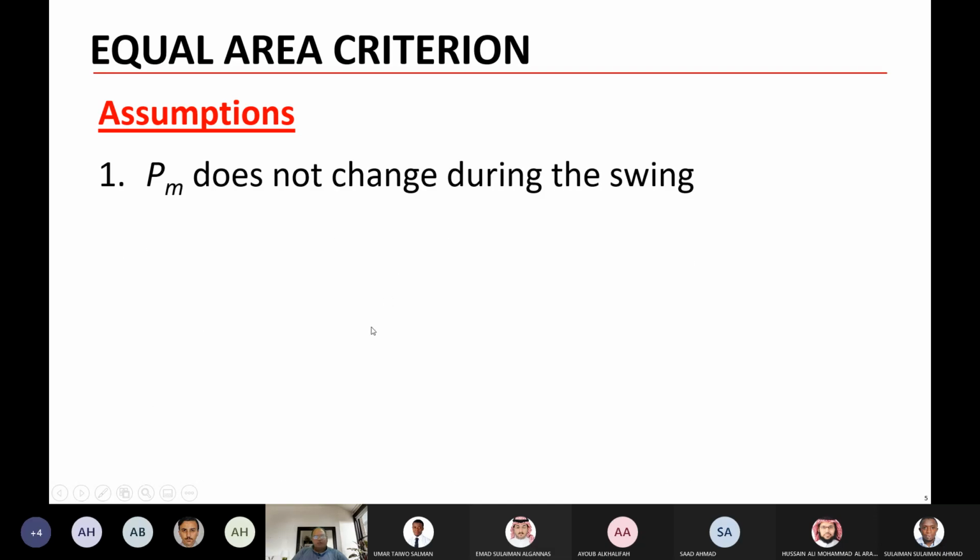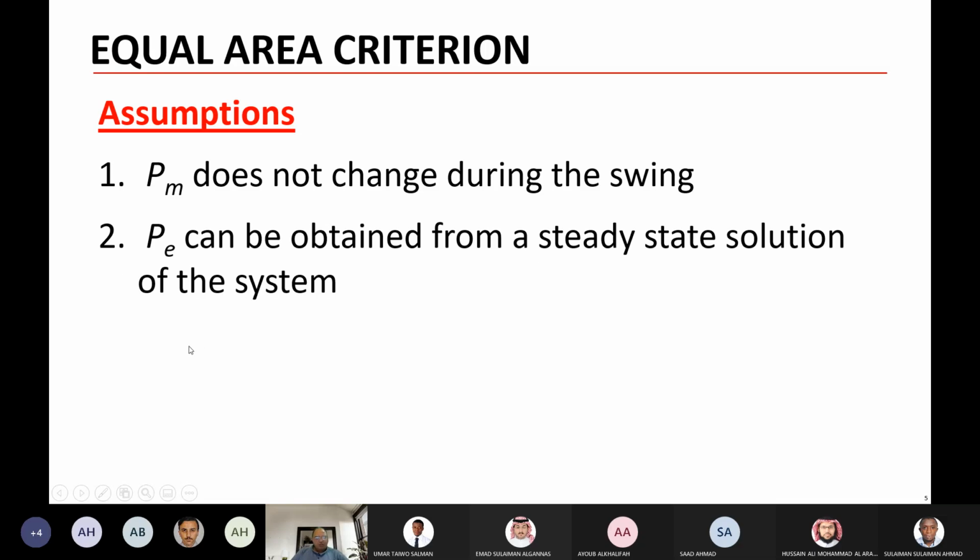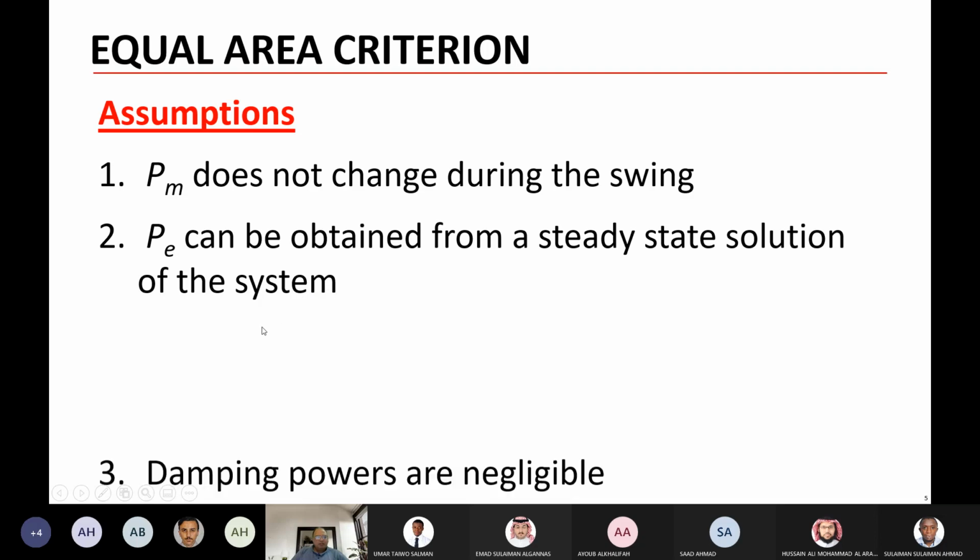So, the assumptions of the analysis. Usually in our course, we will consider Pm doesn't change during the swing. I know the swing is very, very fast. This is a mechanical loop, and it takes a long time to change Pm. So in this case, we consider Pm as constant. Pe can be obtained from the steady state solution of the system, which is Pe equal to Pm in this case at steady state.